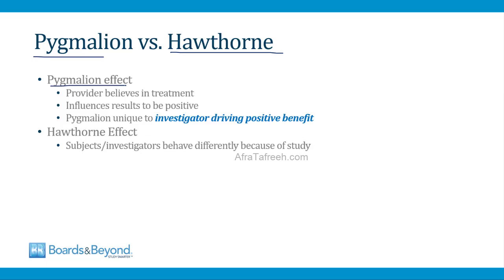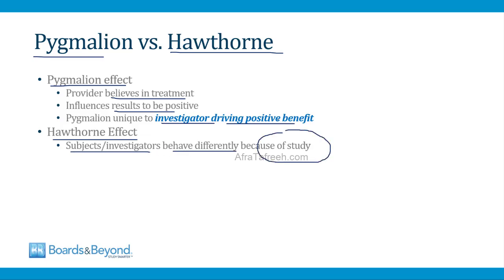In terms of the Pygmalion effect, this occurs when the provider believes in treatment and influences the results to be positive. So this is unique to the investigator driving the positive benefit of the findings of the study. The Hawthorne effect is a more general term used to describe when subjects or investigators simply behave differently because they know they're being studied, similar to the examples we talked about earlier for vaccination or exercise status. And that concludes our module on bias.